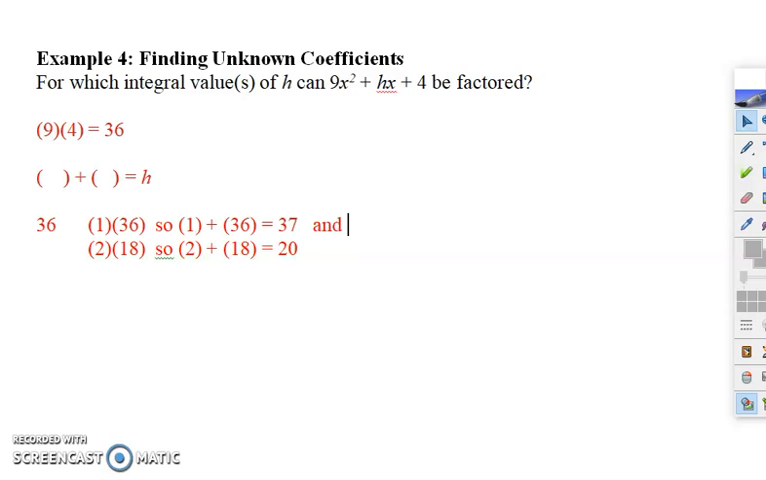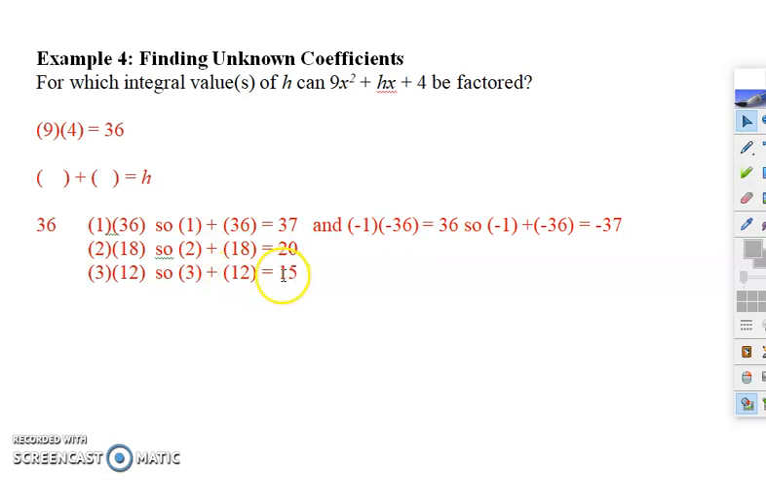Negative 1 multiplied by negative 36 is equal to 36. So negative 1 plus negative 36 is equal to negative 37. And that will work for all the factors. So essentially, it can be plus or minus 37, basically, right? And that goes for all of these that we're going to list. So we got 3 and 12. So 3 plus 12 is 15. So plus or minus 15. Plus or minus 20. So plus or minus 15, right? So plus or minus 37. We should put up there too.